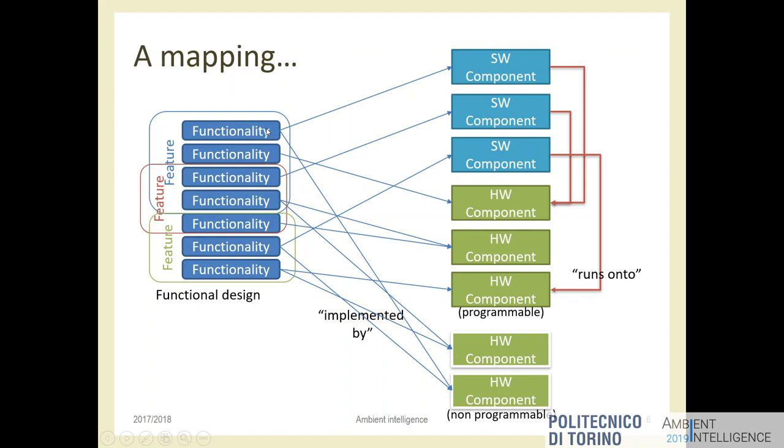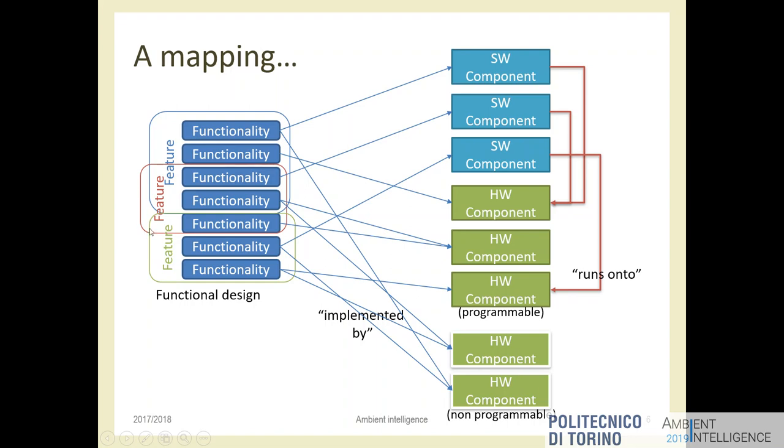So a given functionality is implemented by a given software running on this computer and maybe a device that will be connected to them. Another functionality is implemented by another hardware component and so on. What we must be sure is that on the right hand side, no component is useless. So everything should finally map to a feature. I need this to implement this feature. I need this component to implement this feature. We just don't add components because we like it. We add components because we need them for implementing some features.